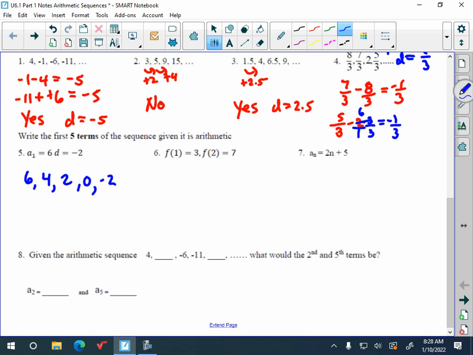All right, number 6, they give us f of 1 equals 3. That means the first term is 3. They give us f of 2 equals 7, so that means the second term is 7. All right, so that means that we have to find the next 3 terms. Because they're telling us it's arithmetic, that means that we have to be adding or subtracting to get from one term to the next. So to get from 3 to 7, we would have to add 4. So we'll take 7, add 4, that's 11. Add 4, 15. Add 4, 19.